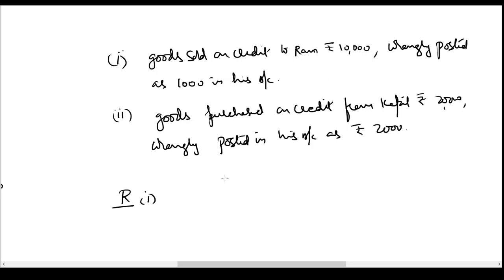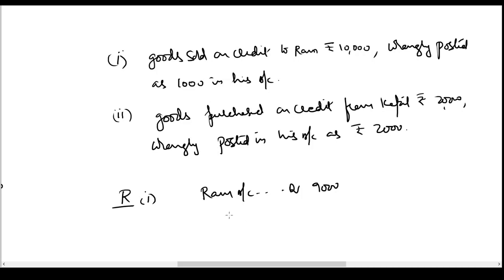Ram account should have been debited with 10,000 but it has been debited only with 1,000. So what should I do? The rectification entry would be: Ram account has to be debited with 9,000 more because it has been short debited by 9,000. So the remaining amount has to be debited to Ram account.